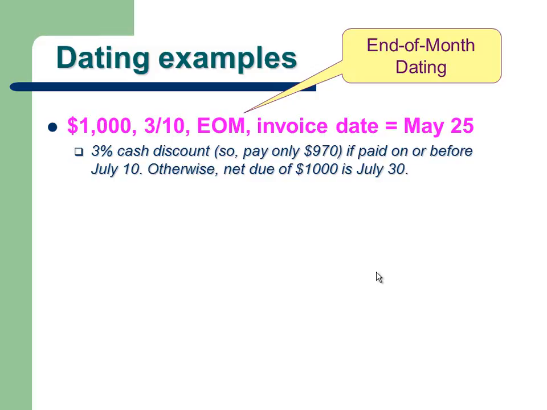So now, in this case, you're going to get a 3% cash discount if you pay this invoice on or before July 10th instead of June 10th. Otherwise, your net amount of $1,000, the full invoice, is due by July 30th. Again, the same 30 days from the EOM was assumed when nothing was mentioned about the net due in the term.